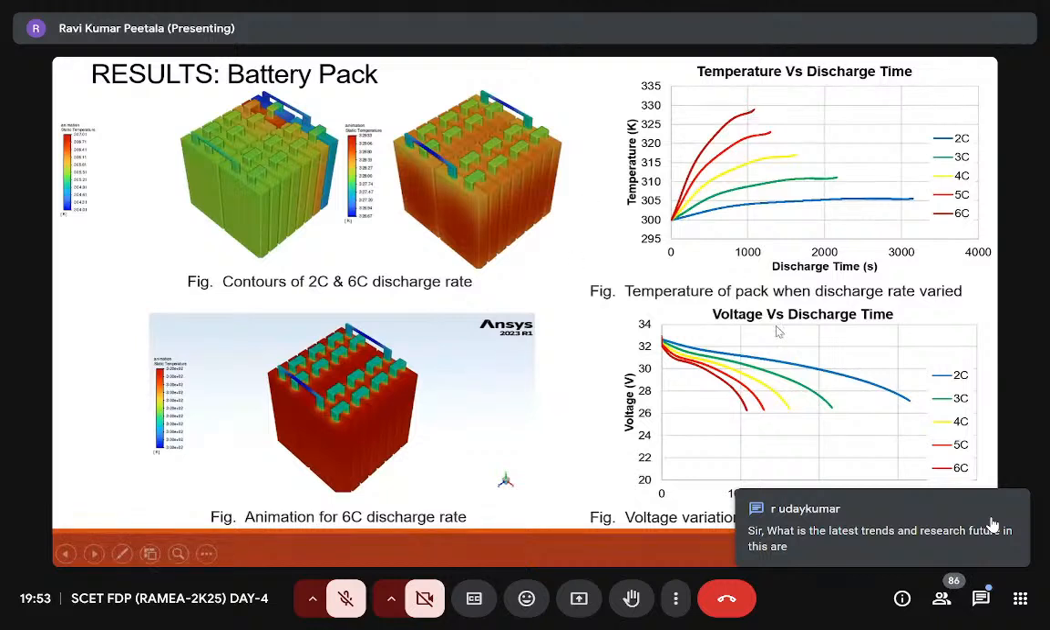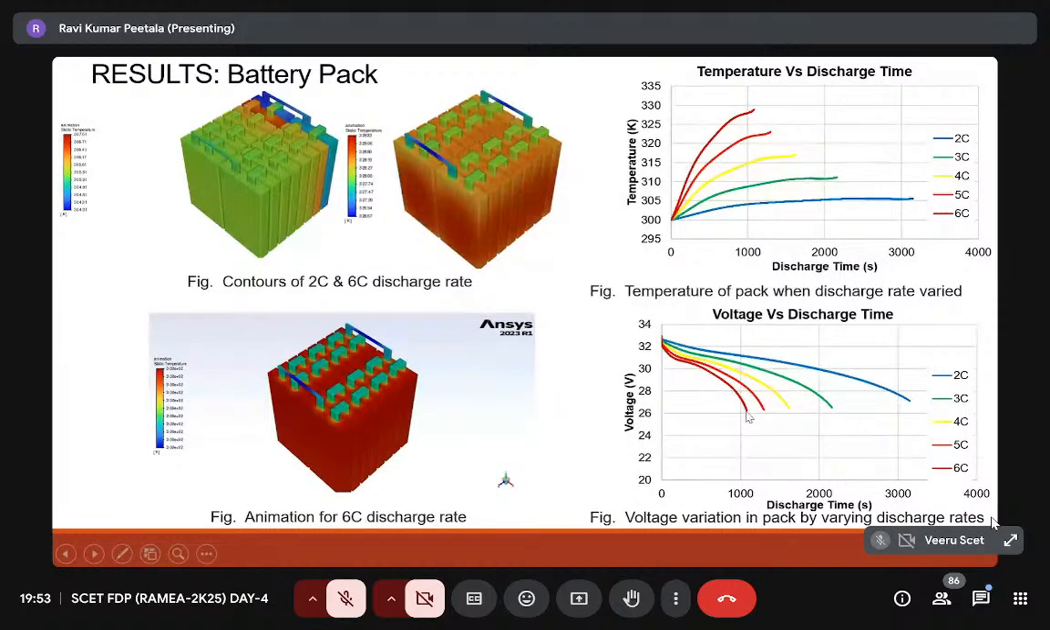And regarding how the discharge is happening from a voltage of 32 volts at various C rates: at the 6C rate, the discharge happens within 10 minutes. Whatever energy was stored in the battery, we discharge within 1000 seconds. Accordingly, the temperatures also rise very high compared to the lower C rates. So this is all about the temperature distribution in the battery pack. Do you have any questions?